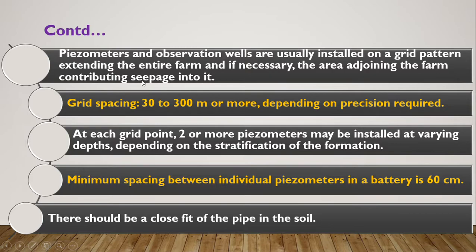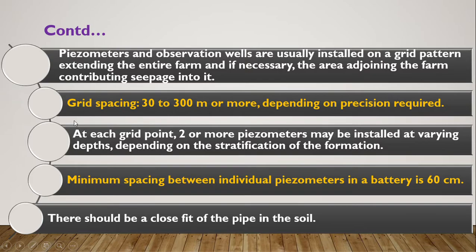Normally the grid spacing will be 30 to 300 meters depending on the precision required. If more precision is required, we have to place a larger number of piezometers, so the grid size will be smaller. If less precision is required, then we can place only a small number of piezometers, so the grid size will be larger, 300 meters we can take. So that is the thing.